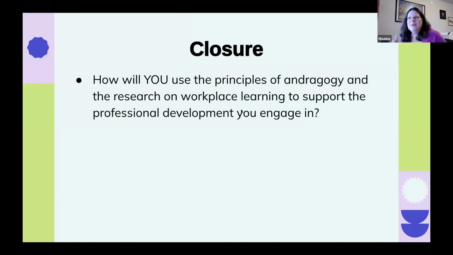But to close up, let's do a little bit of sharing of how do you see yourself using the principles of andragogy and the research on workplace learning to support the professional development that you engage in? I'll ask folks to either write in the chat or unmute yourself and share verbally, whichever you'd like. But it'd be great to hear from a variety of folks. How do you see using these ideas from outside of the world of education in the work that you do with teachers?